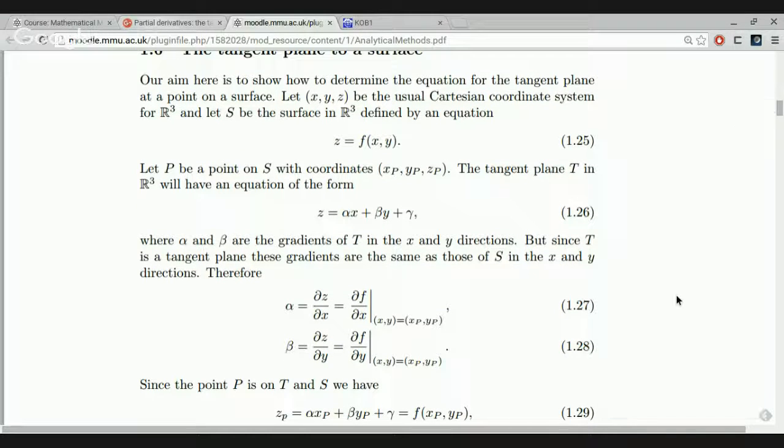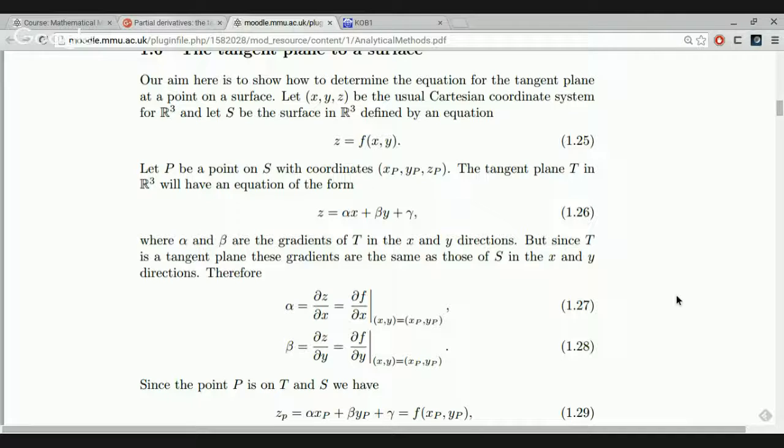So we're dealing with the function z equals f(x, y). And we're going to think of this point P on the surface. Now I'll try and implement this on the computer in a moment for you. So we've got a point P on the surface, and we're going to let the coordinates of the point on the surface be xp, yp, zp. So in particular, this point P, the z-coordinate zp will be equal to the function f of xp, yp.